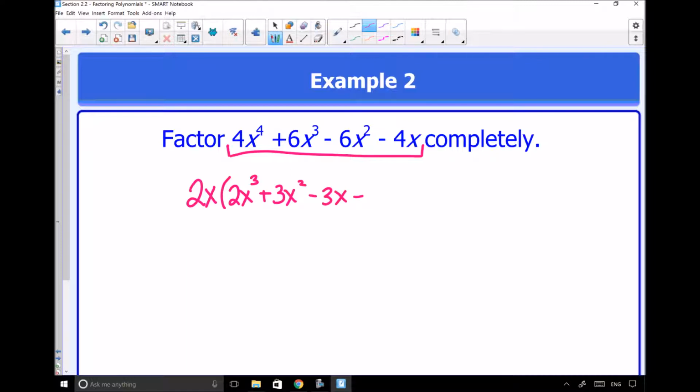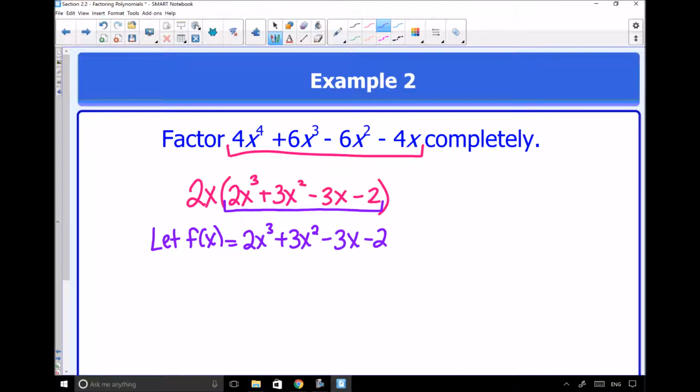Okay, so now that I've done that, I'm going to look and see if I can factor by grouping, and it does not appear that factoring by grouping is going to be a good option for what I have inside of here. So because of that, I'm just going to focus on what's inside of my brackets. I'm not so worried about my GCF at this point in time. So I'm going to let f of x equal 2x cubed, again, just doing what's inside of my brackets, plus 3x squared minus 3x minus 2.